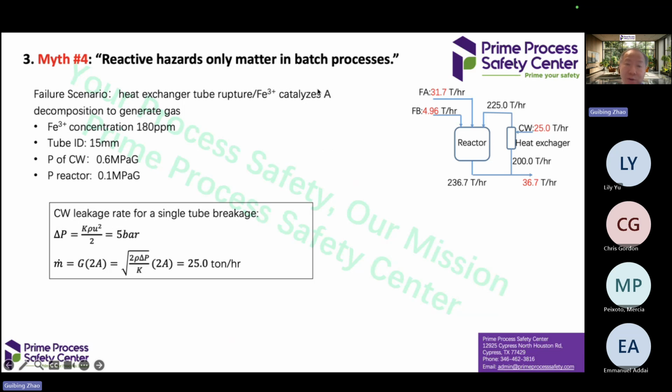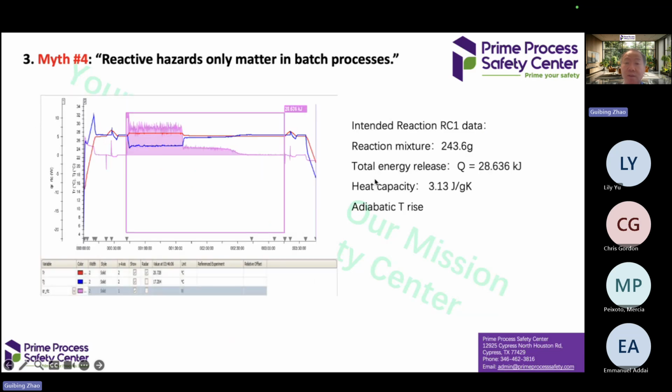And this one is typical. We found that reactant, chemical A, can be catalyzed and decomposed by ion pollution in the water from the cooling water stream. So this one we did work on. For example, for the RC1 test, we show this reaction.